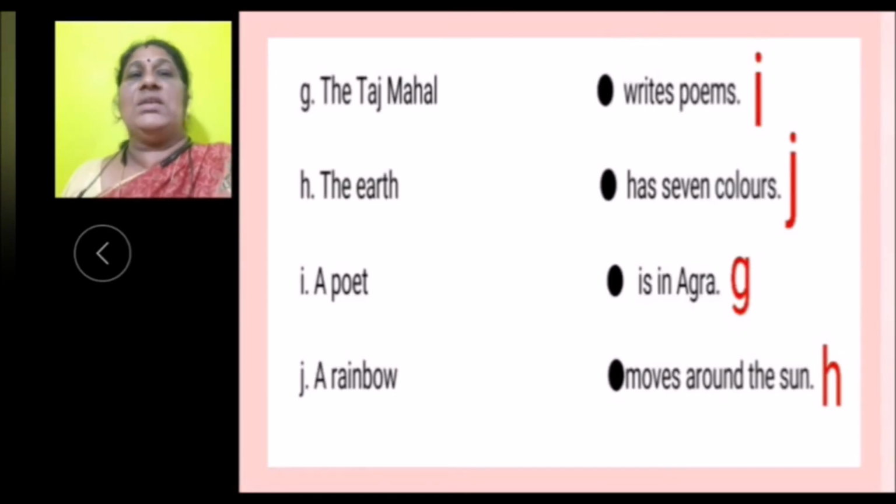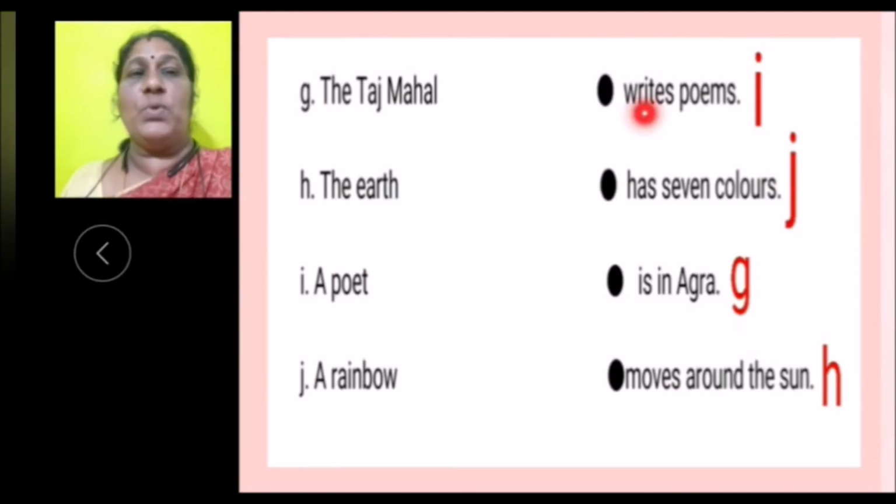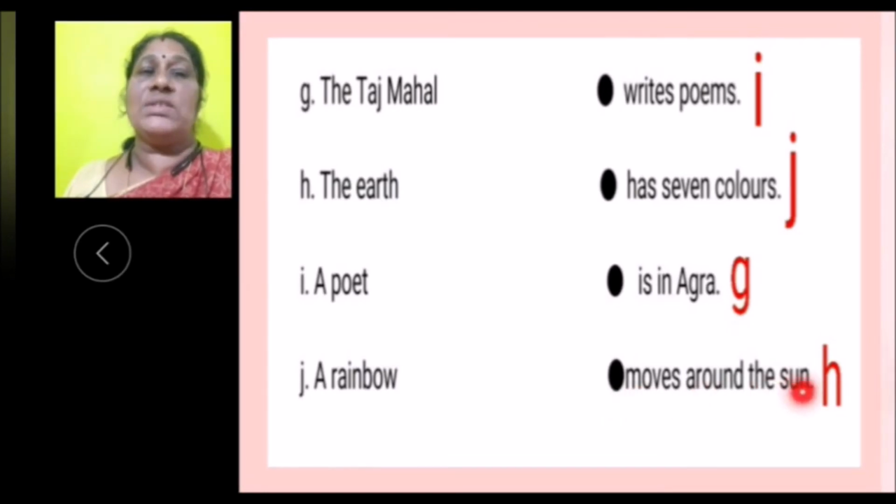Now next, the Taj Mahal, the earth, a poet, a rainbow. Writes poems, has 7 colors, is in Agra, moves around the sun. Who writes poems? A poet writes poems. What has 7 colors? A rainbow has 7 colors. What is in Agra? The Taj Mahal is in Agra. What moves around the sun? The earth moves around the sun.